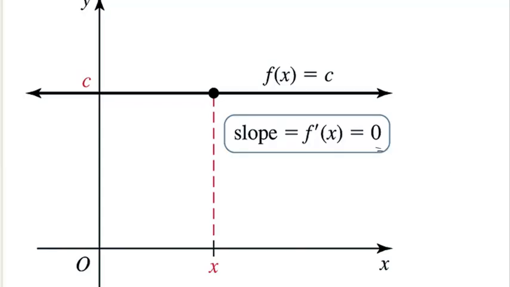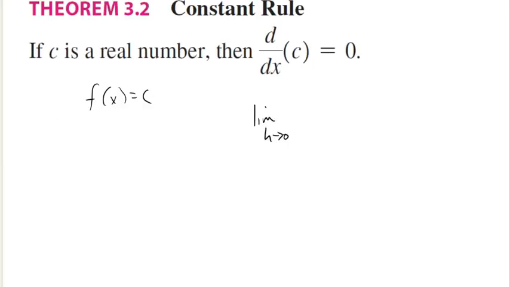The proof of this one, let's do a proof. I would say, what's f of x plus h? What do you think? Well, it's c, right? Any input gives you c as an output. So f of x plus h is c. F of x is c. So before I take the limit, I have this constant function to take the limit of. Okay, so that's a real simple proof.